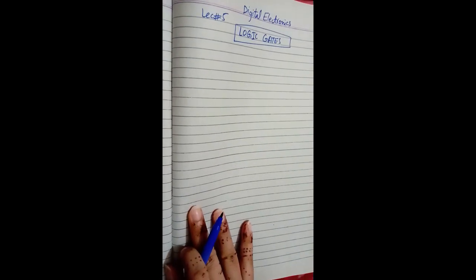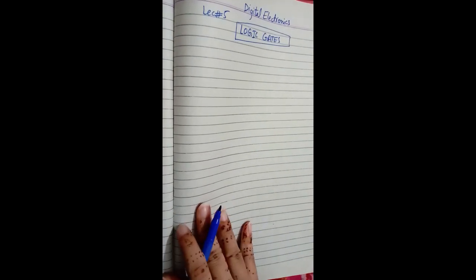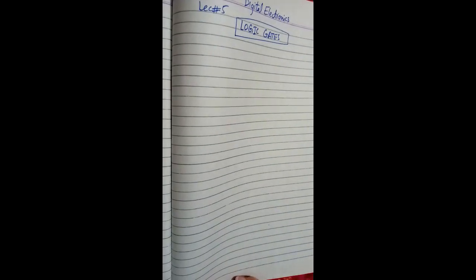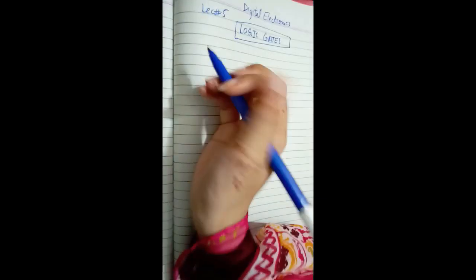Bismillahirrahmanirrahim. Today we will start lecture 5 of our course Digital Electronics, and today's topic is logic gates. In this we will study the gates AND, OR, NOT, NAND, NOR, XOR and XNOR. Okay, we will start our topic with the gate that is AND.